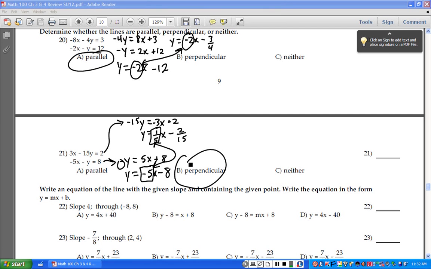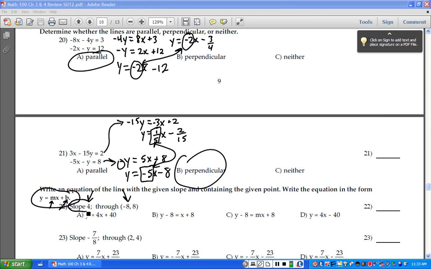Okay. 22, write the equation of a line given the slope containing a given point. Write the equation in slope-intercept form. So they want your answer in slope-intercept form, and you have that slope and that point. Knowing the slope and the point, if I need this form, that means I need a value for m and I need a value for b.